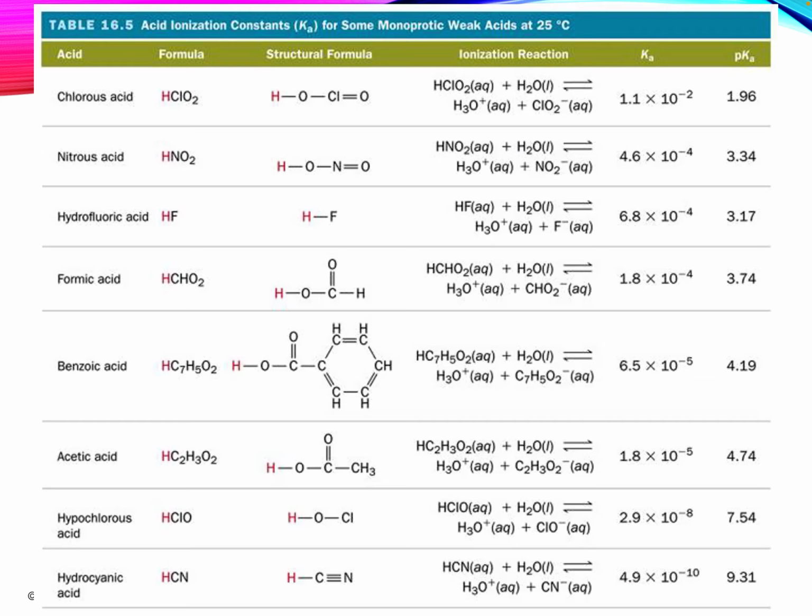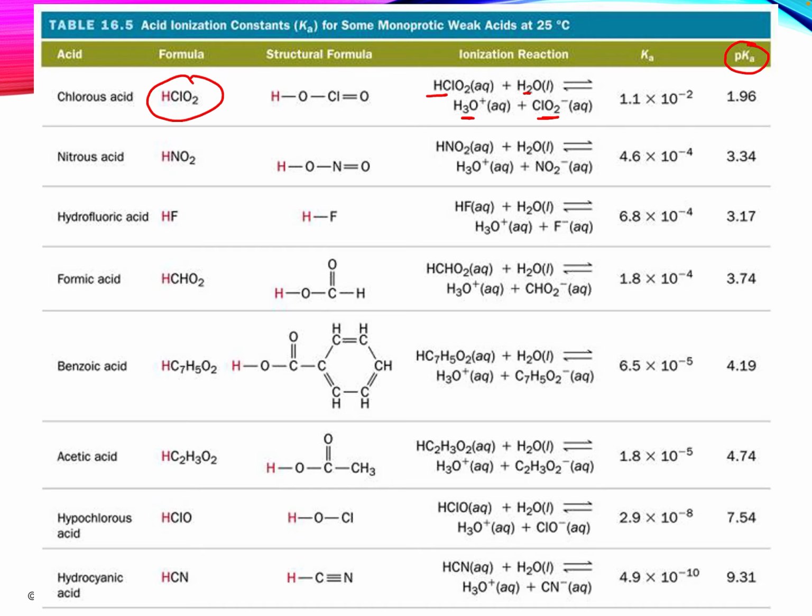Here's some more. This is just a bunch of different ways to look at it. This table shows you the ionization reactions. So like for chlorous acid here, again, you're having chlorous acid reacting with water, and it's going to form H3O+, and again, there's its conjugate base. You've got a bunch of Ka values there. And then the pKa we've talked about previously.